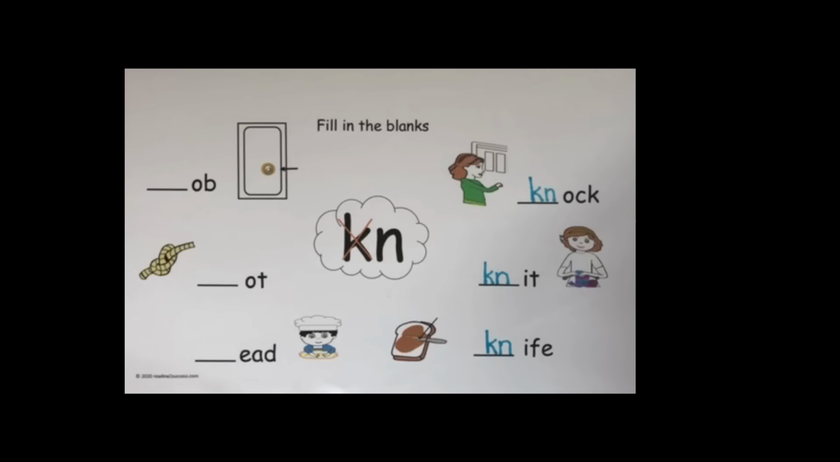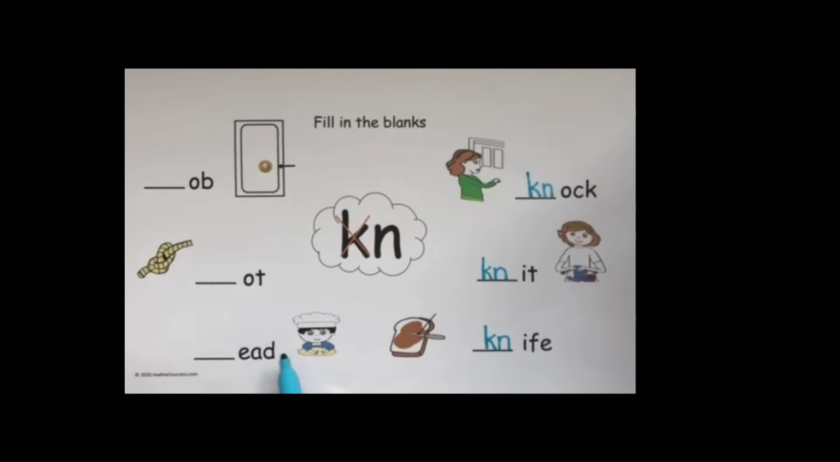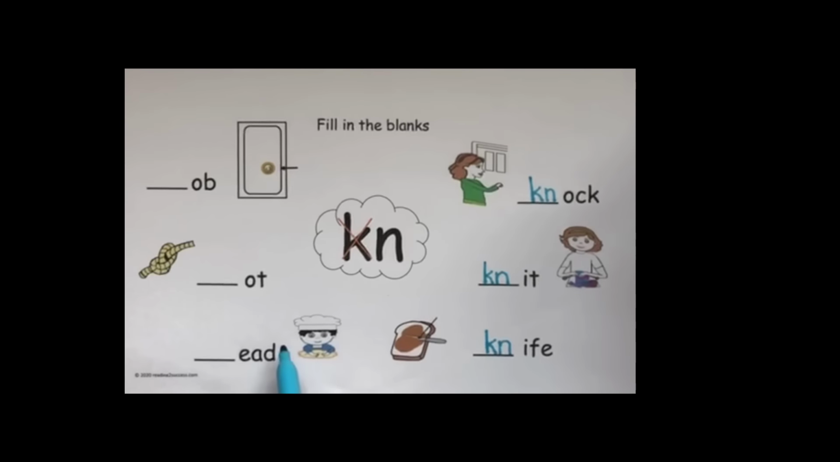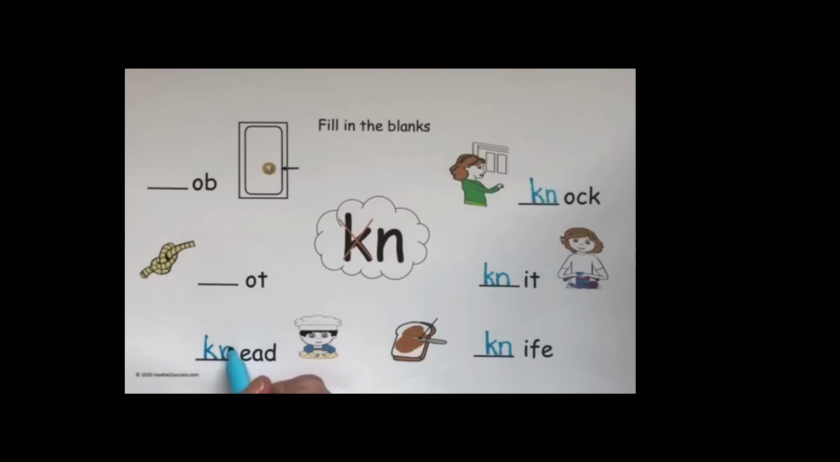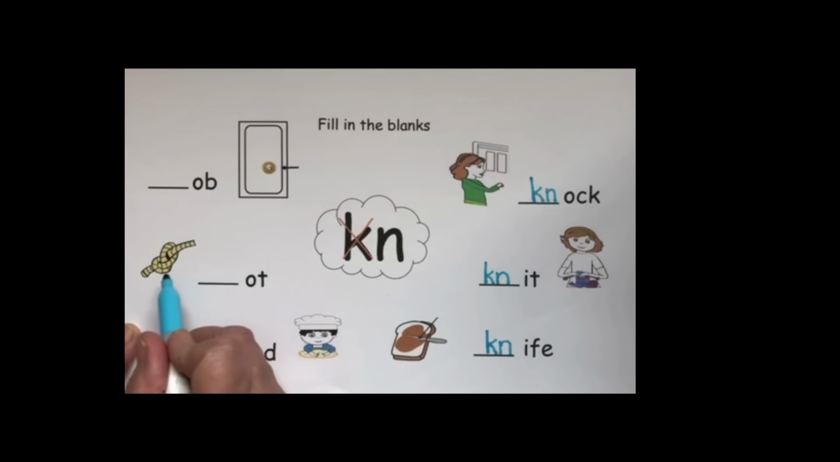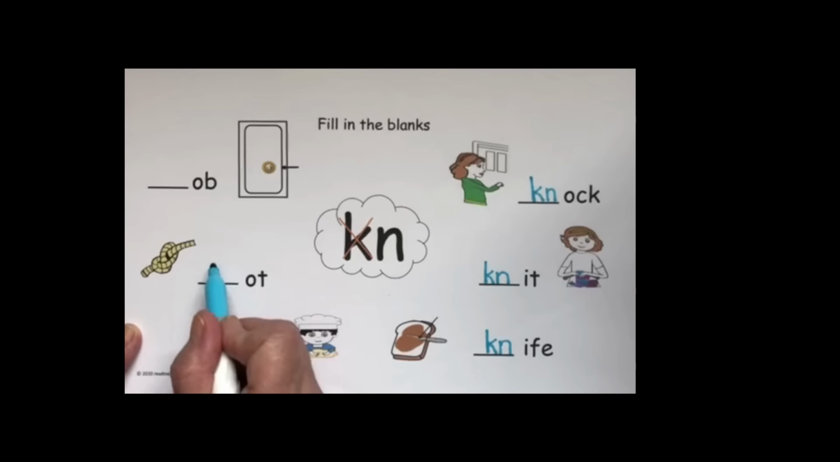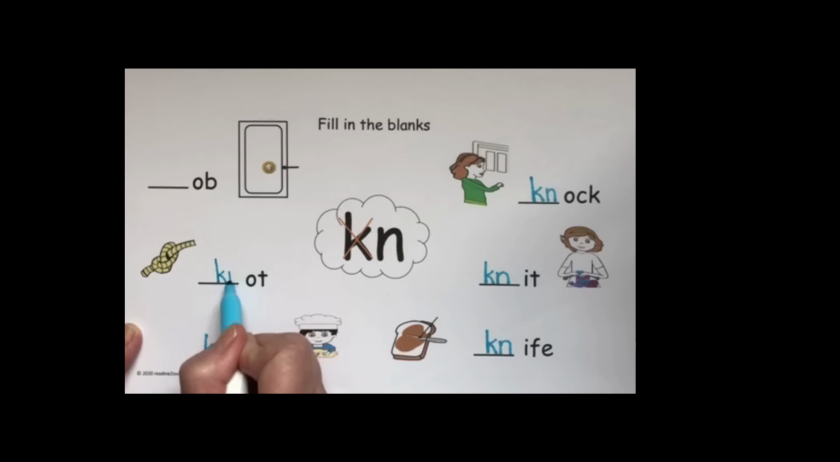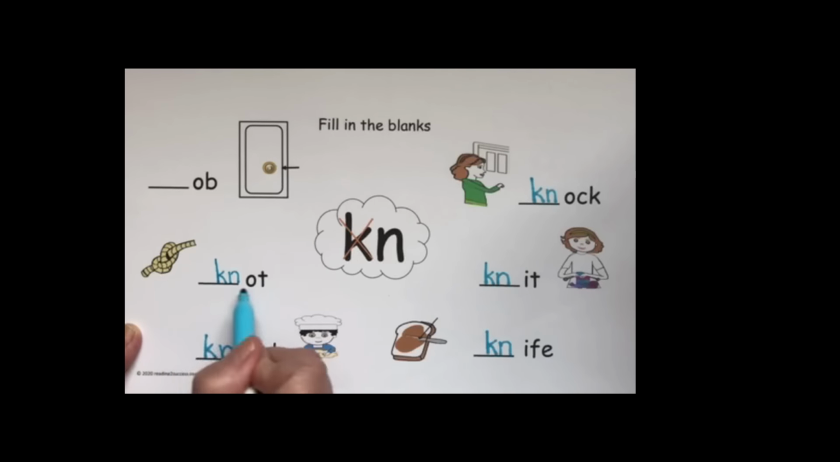And he is going to make some bread, so he will squeeze the dough, and that is called knead. He will knead the dough. And then that's eed. And then we're going to put the K-N in front of it, and it will be need. Next, have kids put the K-N in front of ot, and it is a knot. K-N, ot, knot. He tied a knot.